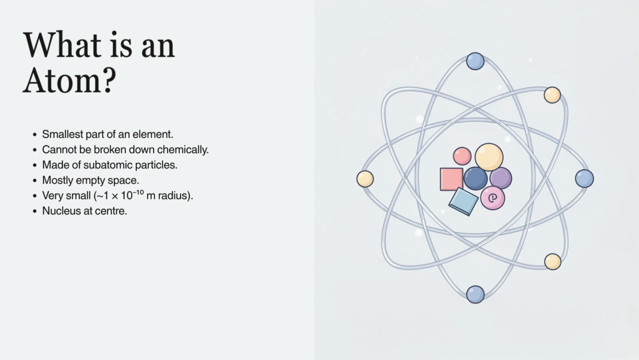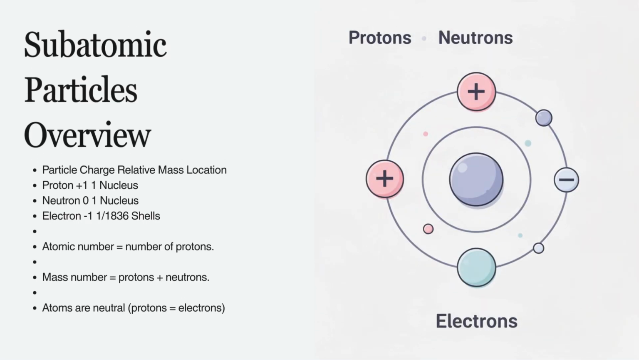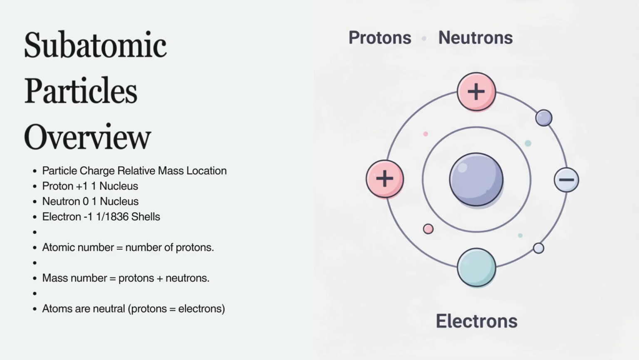So when the exam question asks what an atom is, please don't overcomplicate it. Keep it clear. An atom is the smallest part of an element made up of protons, neutrons, electrons with a tiny central nucleus. Now let's break down the subatomic particles.